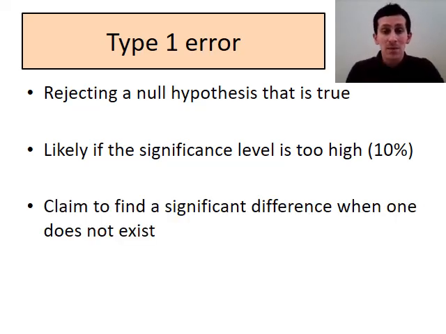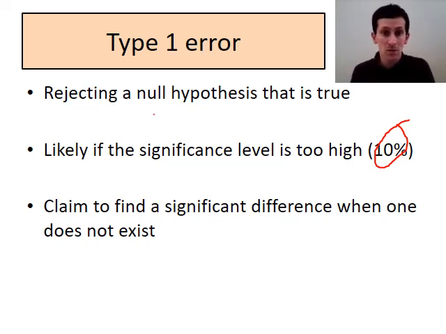So we claim to find a significant difference. We've conducted our study, we put it through the statistical tests, and we claim that there is a significant difference in our results, when in fact one doesn't actually exist. It's just this p-test, this one here, is so easy to pass that it's showing there's a significant difference when in fact there isn't. So we're rejecting our null hypothesis.